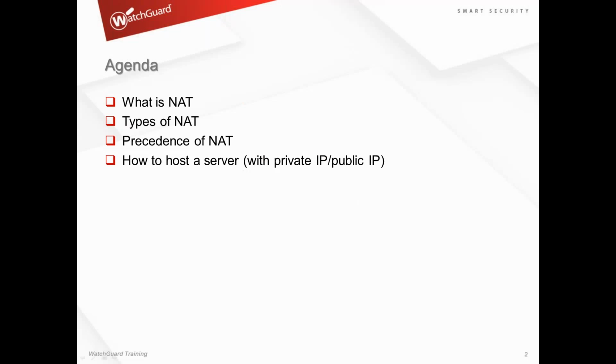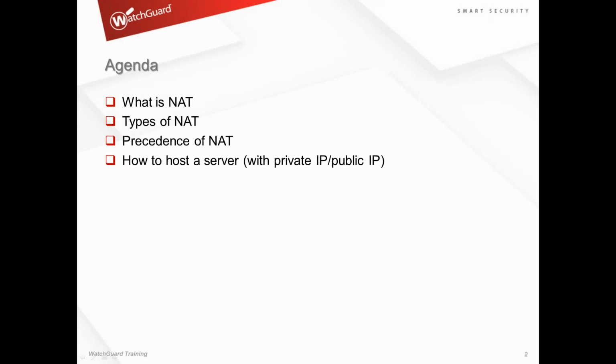So as we go over the session today, we're going to keep it short and sweet. Your time's valuable. We like to have everything within around 30 minutes for you. We'll record this and post it to our YouTube channel so that you have access to it. Today we're going to cover what is a NAT, network address translation, different types of NAT as applies to WatchGuard, the precedence of those NAT rules, and then how to host a server.